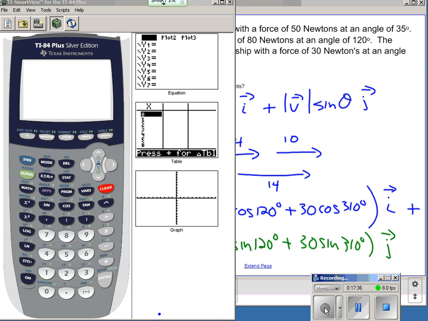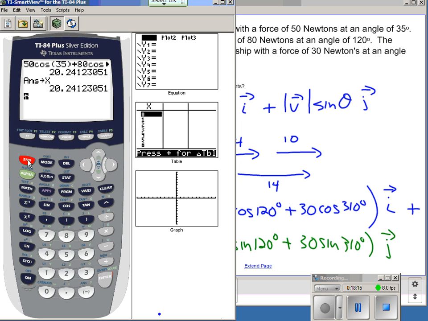And I want to type all that into my calculator. So here we go. We got 50 cosine of 35 plus 80 cosine of 120 plus 30 cosine 310. The result of all that, that is my i part right there. And I'm going to store that again. That's my x coordinate for my vector.